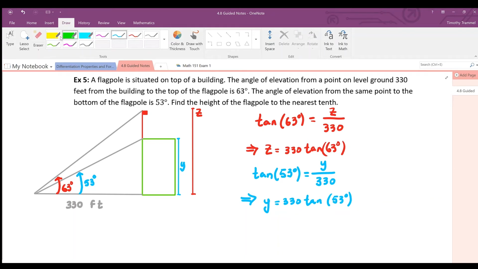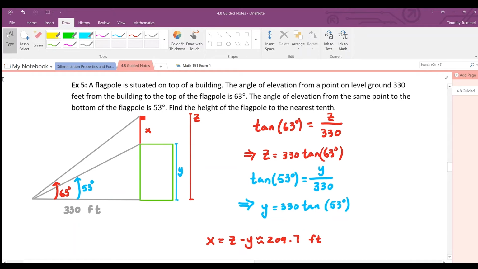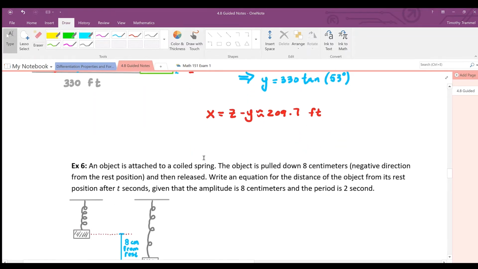Maybe we should give the flagpole's height a name. Let's maybe call its height X. So if that's the case, X is equal to Z minus Y. And if you plug both Z and Y into your calculator and subtract them, we should get approximately 209.7 feet. Moving on to our next example.